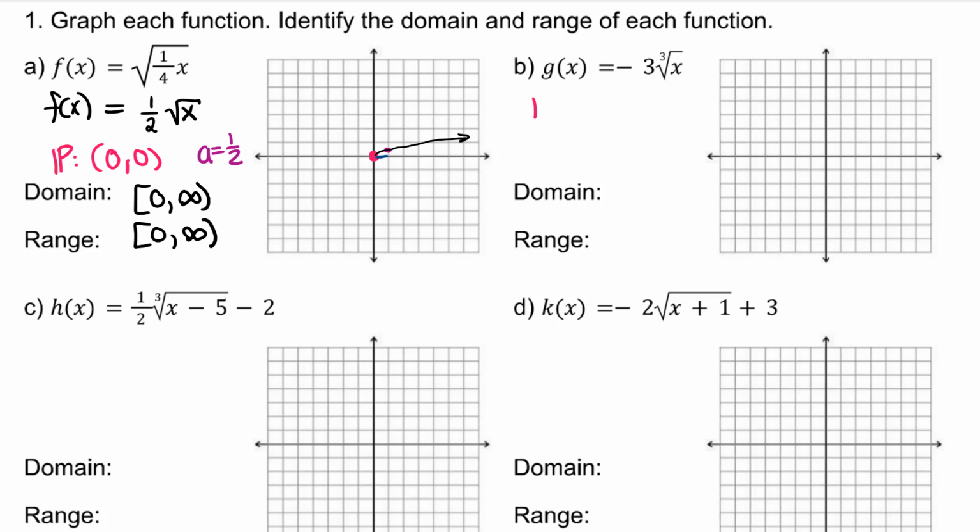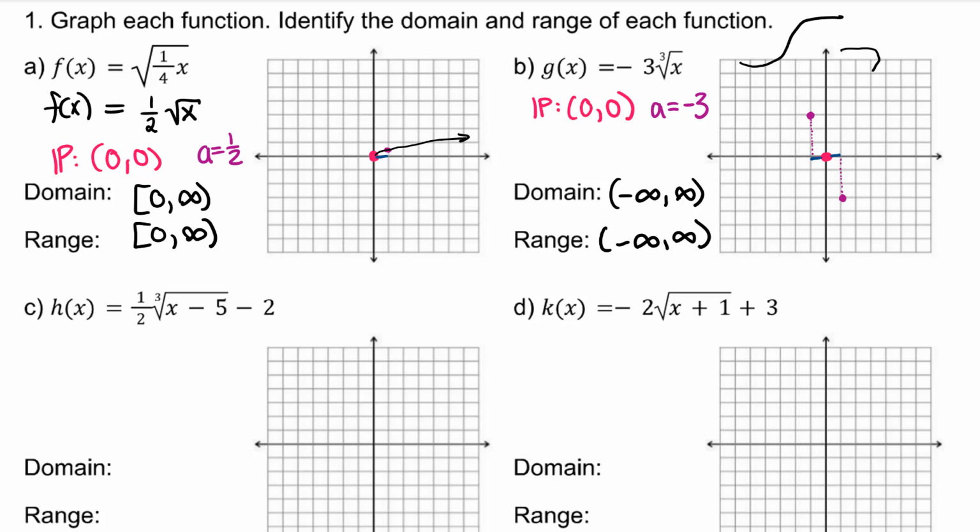For part B, our inflection point is still (0, 0) because we have no horizontal or vertical shift. Our vertical stretch is -3. This is a cube root function, so its domain and range will always be negative infinity to infinity. 1 unit to the right of the inflection point, we need to rise -3. 1 unit to the left of the inflection point, we need to rise the opposite of -3, which is +3. And remember, your options for a cube root would look like this or this.